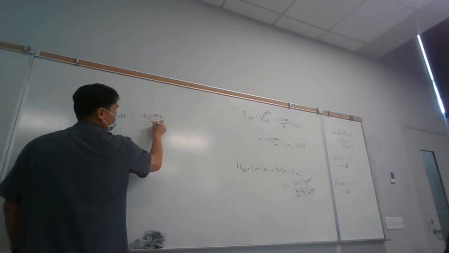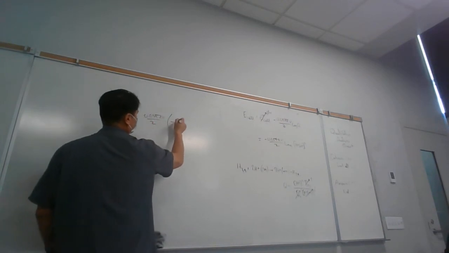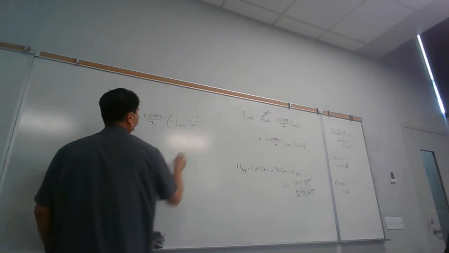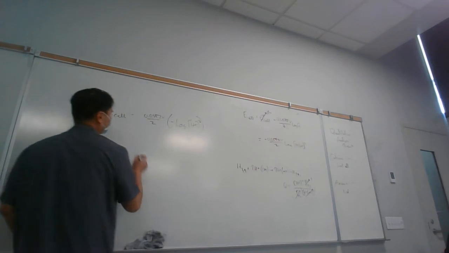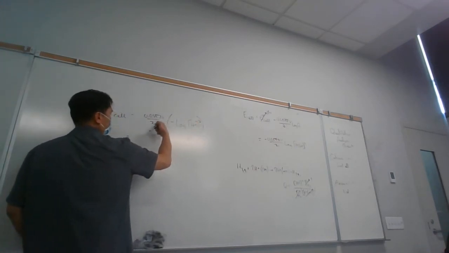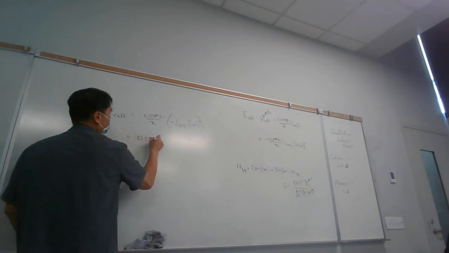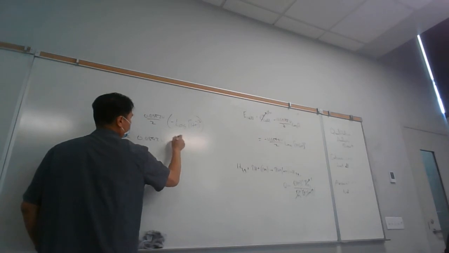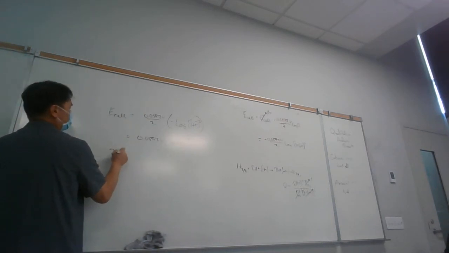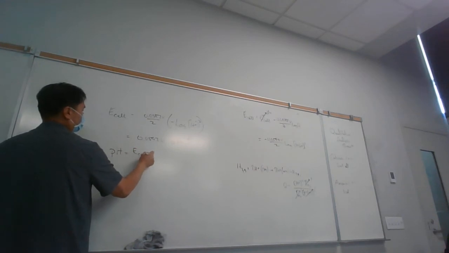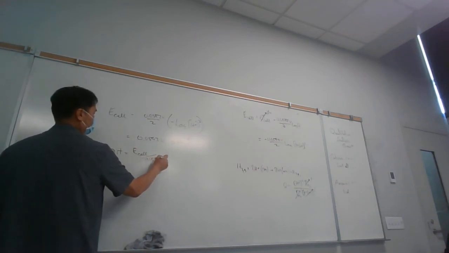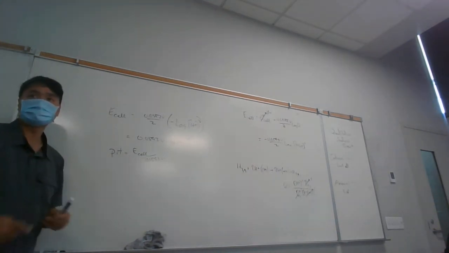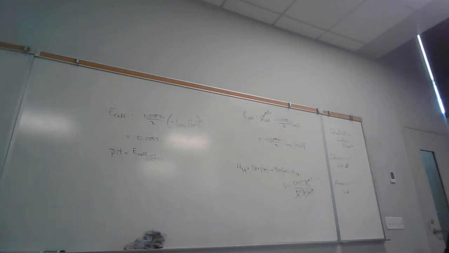0.0592 volts over 2. I'm going to put this as negative log of the H plus squared. Then I'm going to bring the 2 in front here. So this will be just 0.0592 volts. And the negative log of the H plus is just the pH. So the pH is equal to E of the cell divided by 0.0592 volts. So we just measure the cell potential and we can convert it to pH. And so this would be a pH meter in function.